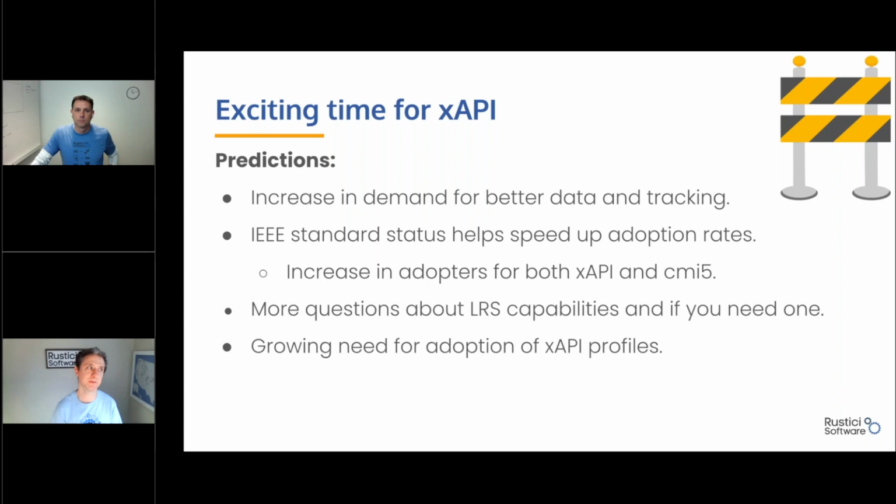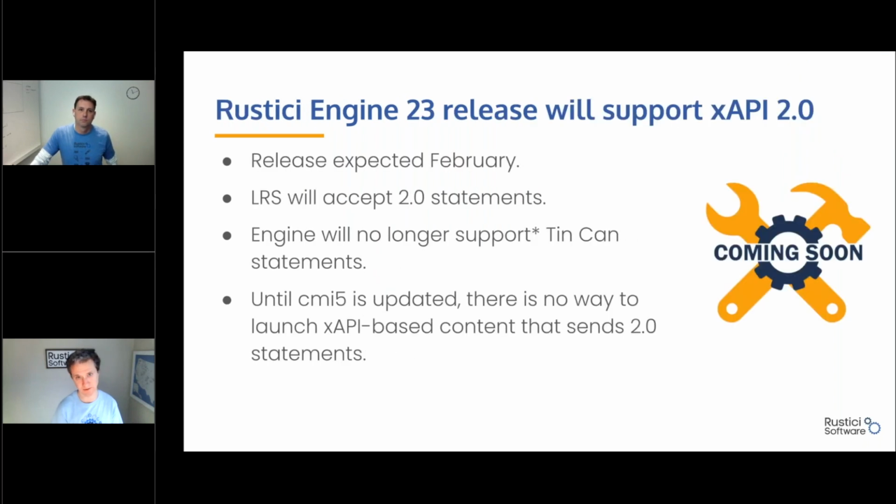Brian, talk us a little bit about Rusticy's adoption timeline for these new things. Yeah, sure. So our core offering is our Rusticy Engine product. We're expecting a major release in essentially the middle of February that will support xAPI 2.0. Now, we will not be the first product. We will not be the first LRS. We'll fully admit that to have 2.0 support, but we expect it to be still one of the best.